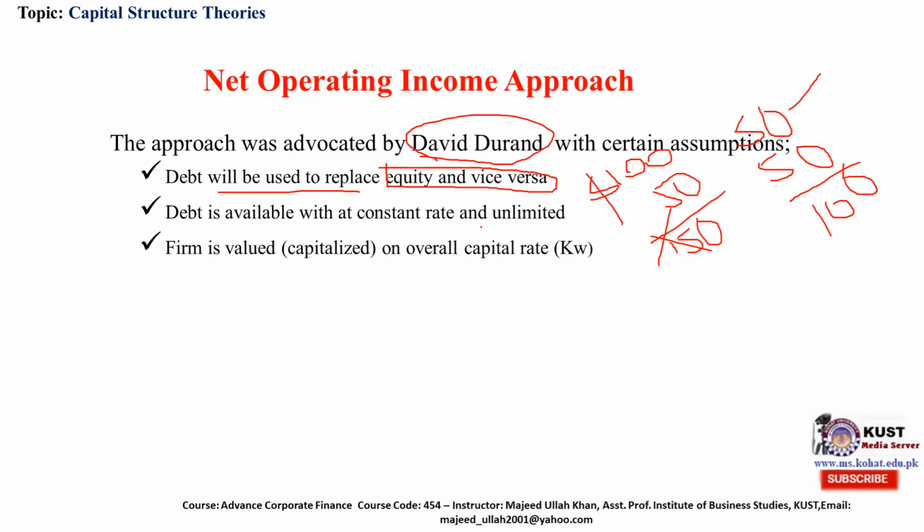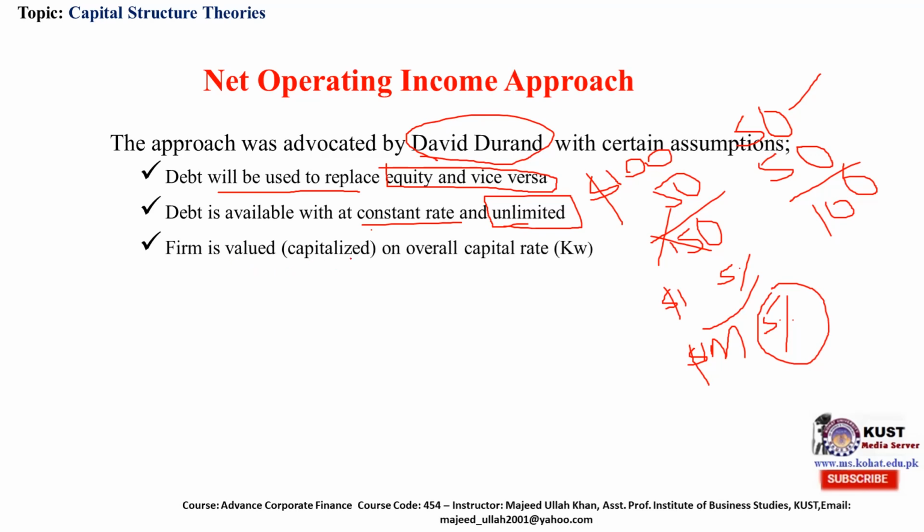Debt is available at a constant rate and unlimited, meaning if you are borrowing 1 rupee or $1, it will cost you, let's suppose, 5%. If you go to borrow $1 million, then again it will be 5%. This is not practicable, but it is an assumption, because when you borrow high, you will be charged a higher interest rate. So debt is available at a constant rate. That constant rate is basically an assumption, and you can borrow an unlimited amount. No, that will be challenged in the coming approach.